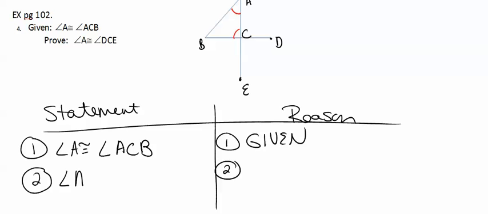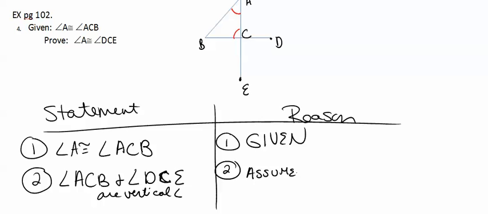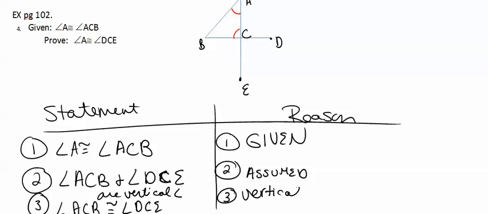By looking at the diagram, we know that angles ACB and DCE are vertical angles. And again, the reasoning is assumed. Knowing that, we can then say that angle ACB is congruent to angle DCE because of the theorem we just learned, that vertical angles are congruent.